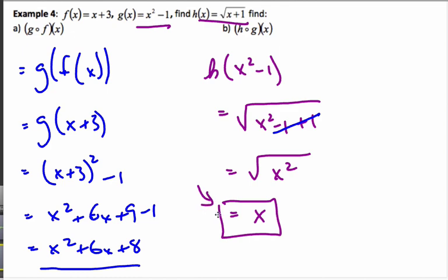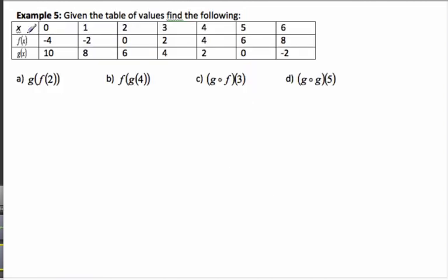This is a special scenario. When this happens, these two functions are called inverses of each other. And that's foreshadowing what's coming up next lesson. Let's try another example. These ones I think are fun.